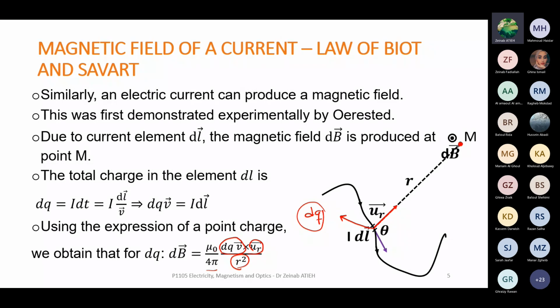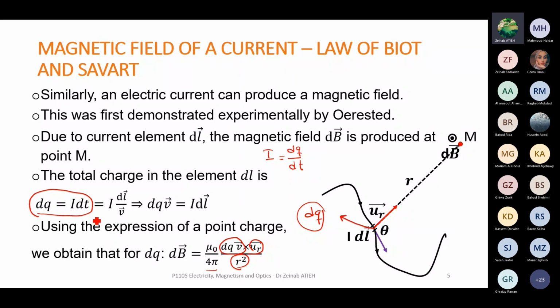Instead of keeping dq, because we don't like to keep dq as dq is not given. Usually what is given is the current. So we try to relate dq with the current. You all know that dq is equal to I dt, from the definition of the current. I explained this last time when I explained the current. So I equals dq over dt. So dq will be I dt.